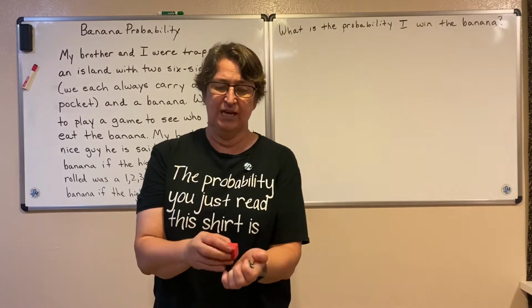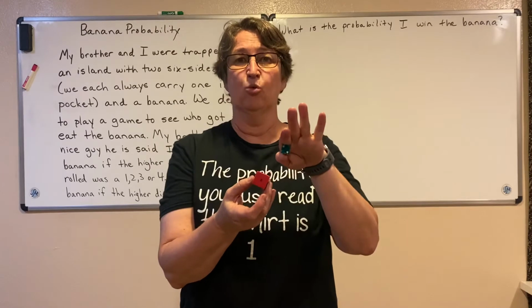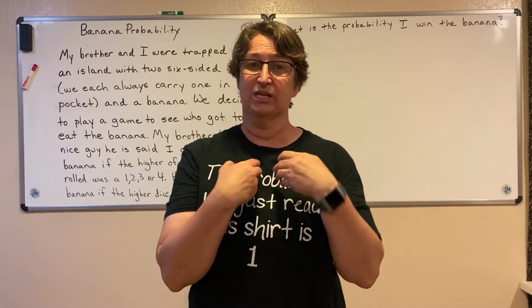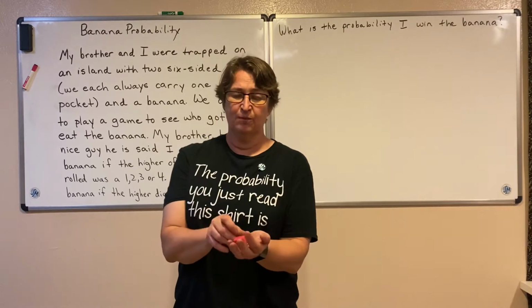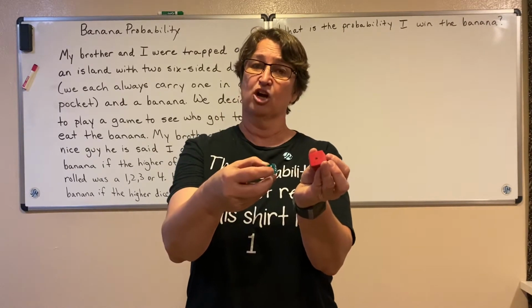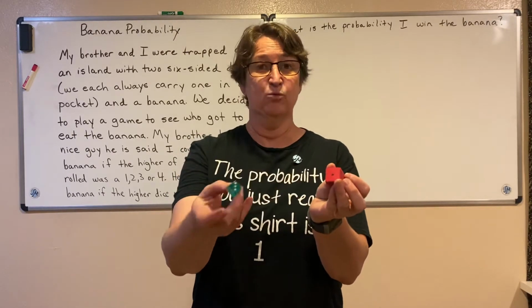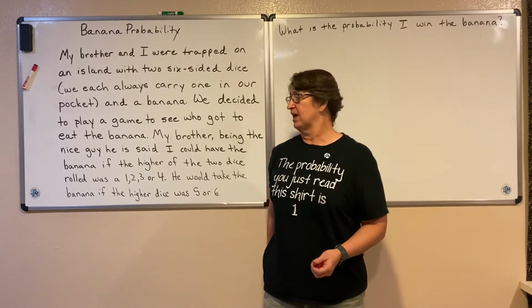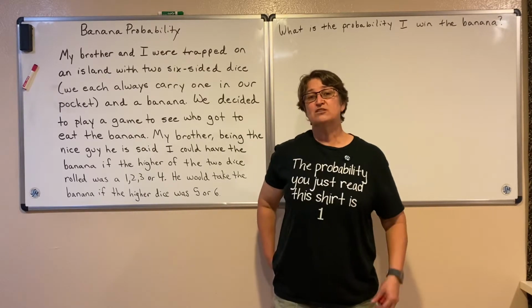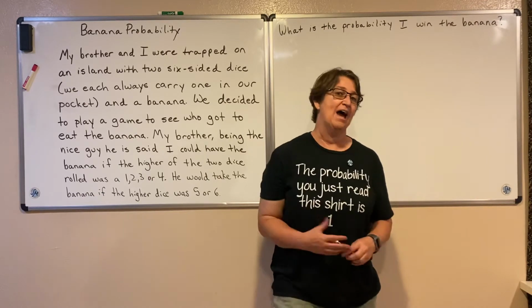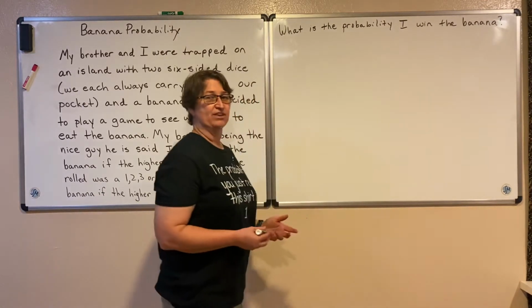Let me roll it again. And here there's a 2 and a 1. So 2 is the larger number, so I would get the banana. In order for him to get it, say I rolled a 1 and a 6. 6 is the larger of the two numbers, so he would get the banana. So we decided to play this game, and I want to know what's the probability that I get the banana? How much advantage do I have over my brother in this game?